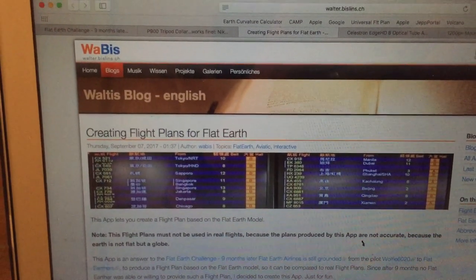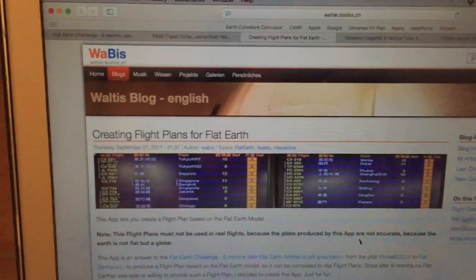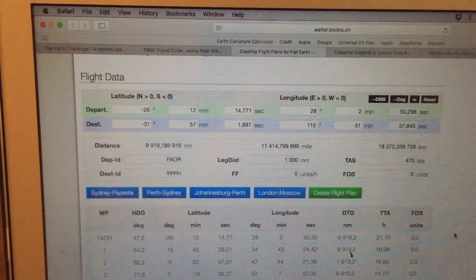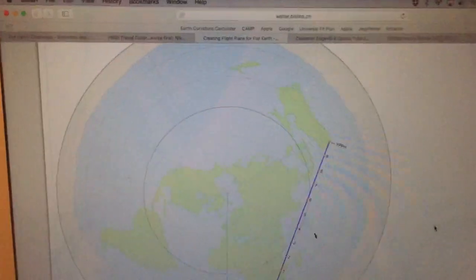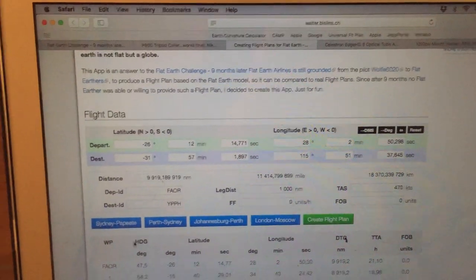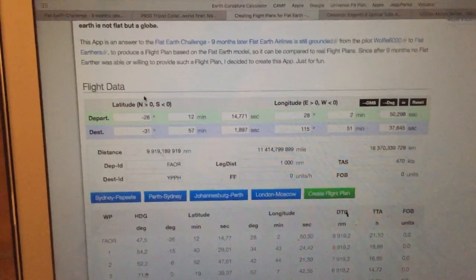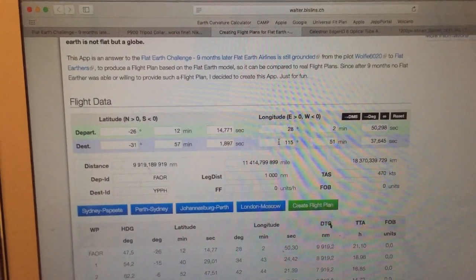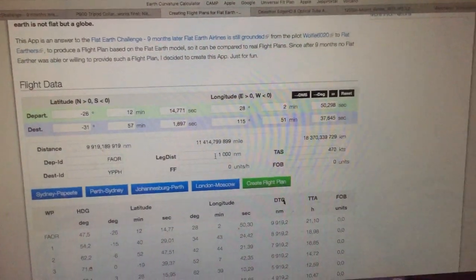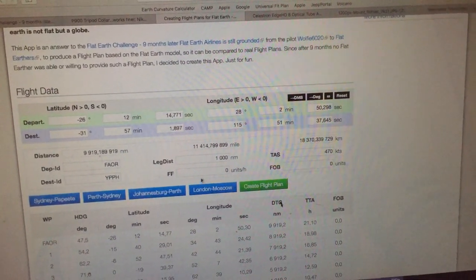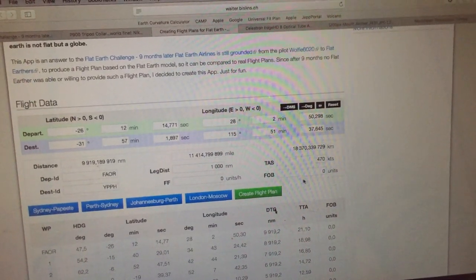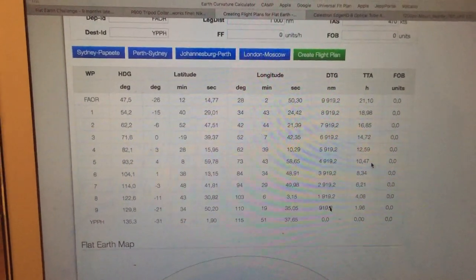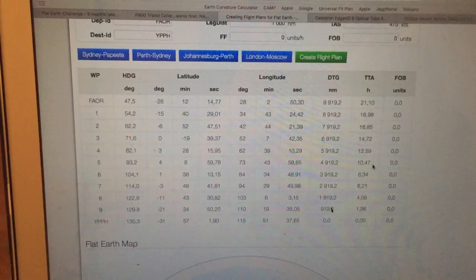Walter has taken it upon himself to develop this outstanding app, which will allow you to create flight plans as they would occur if the Earth was flat. And he has put in a number of predefined routes. However, you can put in any location as the origin and then any location as the destination. You can specify the leg distance. You can then include fuel flow, true airspeed, how much fuel on board, and it then creates all the necessary elements that we would need to fly a real aircraft.